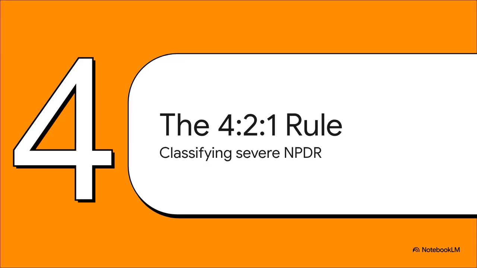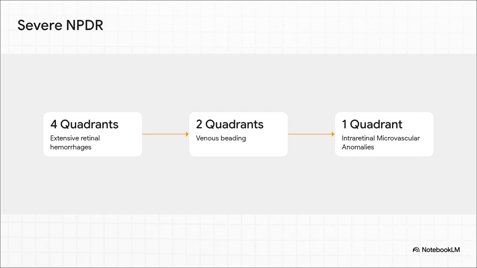Which brings us to Section 4, Mastering the 4-2-1 Rule. Let's talk about classifying severe NPDR. To properly classify the severity of NPDR, you absolutely must know the findings of the Early Treatment Diabetic Retinopathy Study, or ETDRS. You're going to use this framework every single day in clinic and on every single board exam. This is the famous 4-2-1 rule for diagnosing severe NPDR.